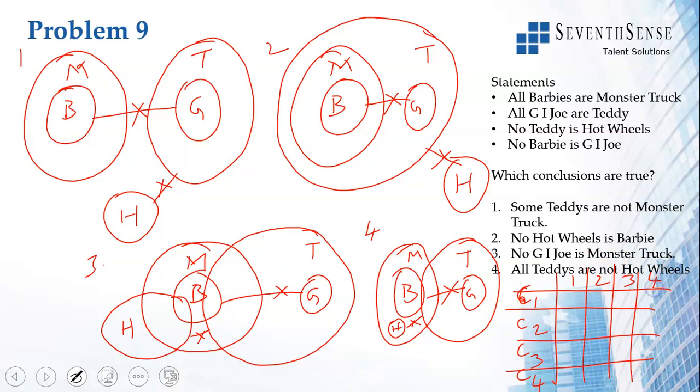Let us see. So the question level has slightly increased. Some teddies are not monster trucks. So some teddies are not monster trucks is valid here. See, all of these are teddies which are not monster trucks. So this is valid. And even here, this teddy. So actually the teddies which are inside G.I. Joe will never be monster trucks.